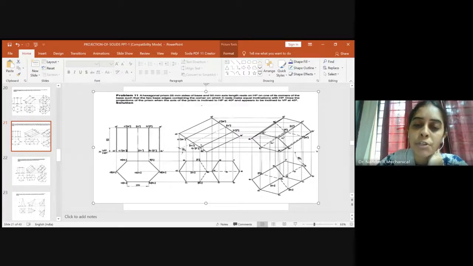Again, keep one end of the compass here and cut an arc for 50 mm. One end of the compass here, cut an arc for 50 mm. Right, so you got all the reference points where you have to join. So join all these lines immediately and darken the view at the same time.